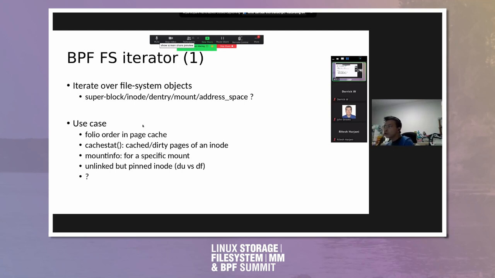The following are possible use cases. For example, we can use the file system iterator to dump the folio orders of the page cache. The folio orders can be dumped by using the proc files, pagemap and kpagecgroup. But I think if we can use BPF, it will be more efficient than reading and opening the proc files.